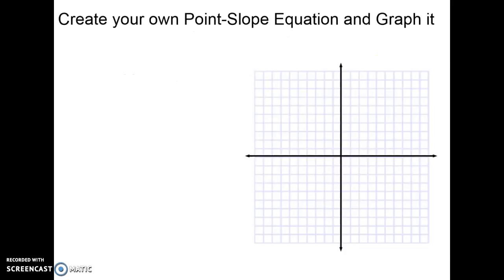Last thing that we're going to do is I want you to create your own equation in point-slope form, and then graph it on the graph to the right. Once again, once you're done with this, go ahead and raise your hand, and I will come around to make sure that you are doing it correctly.